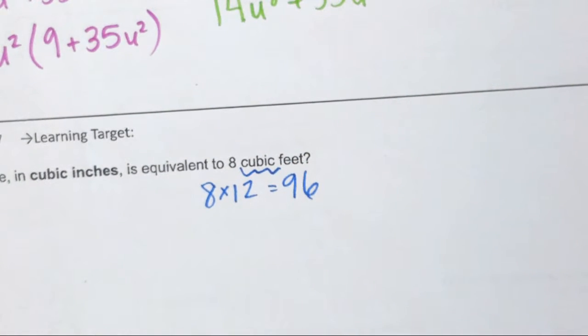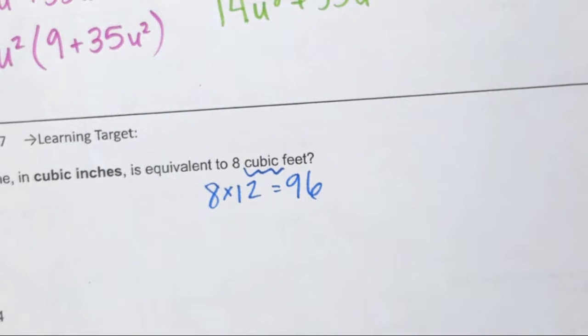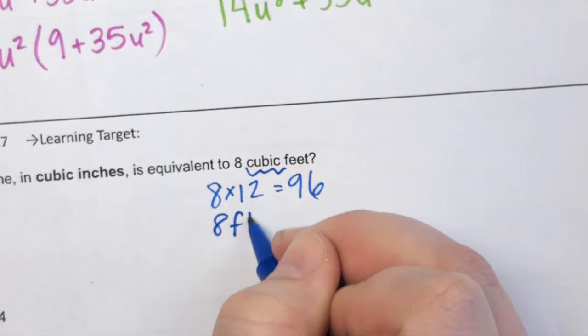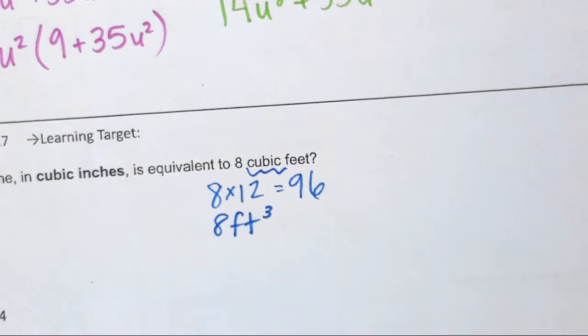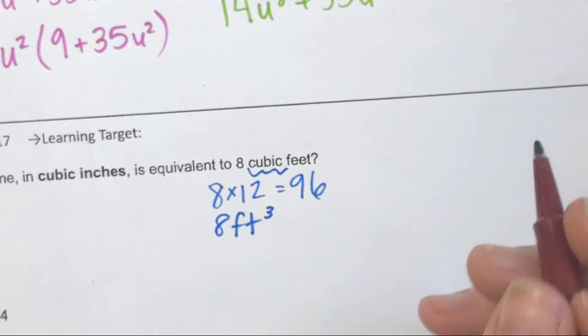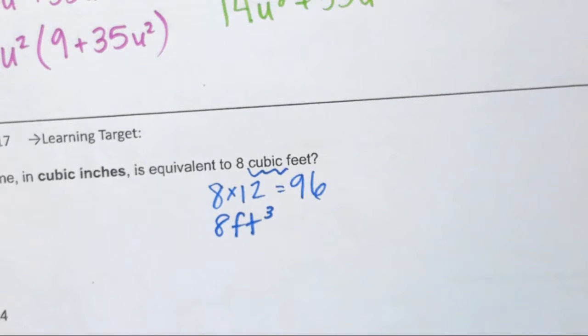What does the word cubic mean? Cubed. So instead of just having 8 feet, we actually have 8 feet cubed. So if we're wanting to convert to just normal feet, we're going to have to get rid of the cube. How do you get rid of a cube? 8 times 8 times 8. Well, 8 cubed is 8 times 8 times 8, but how do we undo a cube?